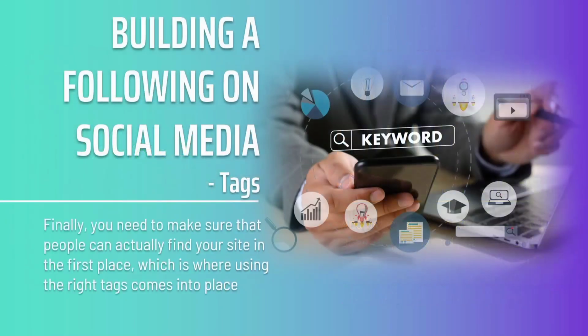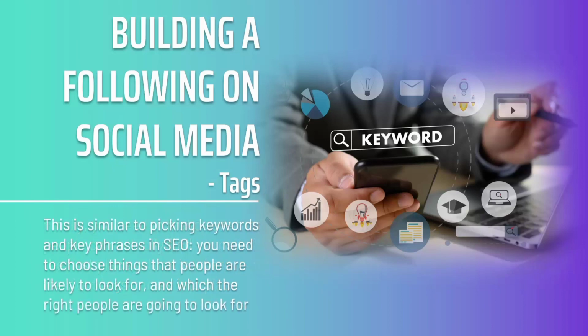Tags. Finally, you need to make sure that people can actually find your site in the first place, which is where using the right tags comes into play. Tags work in Instagram just the same way they work on Twitter. You use a hash next to the word that you think people are going to search for, and that way people can start browsing by theme. This is similar to picking keywords and key phrases in SEO.